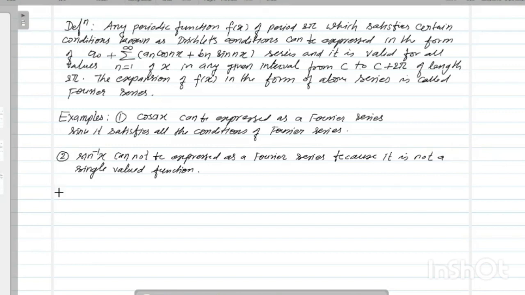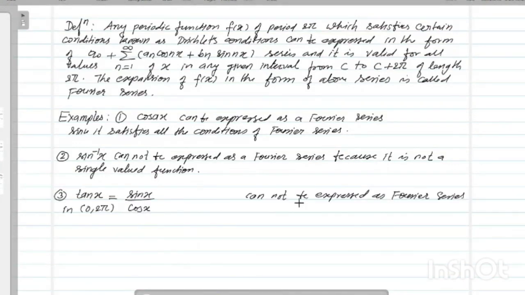Okay, number 3, tan x. Can this function be expressed in terms of Fourier series? Yes or no? No, sir. Why is this so? Because tan function is not defined everywhere. Tan x can be written as sin x upon cos x. It cannot be expressed in terms of Fourier series.